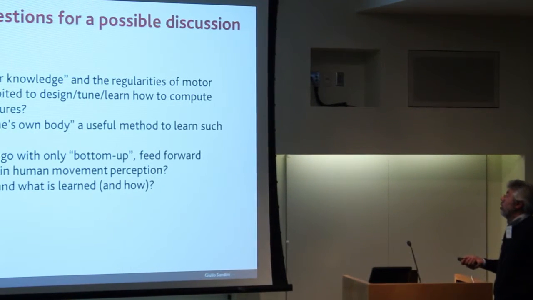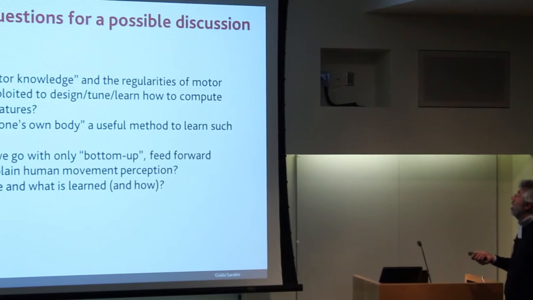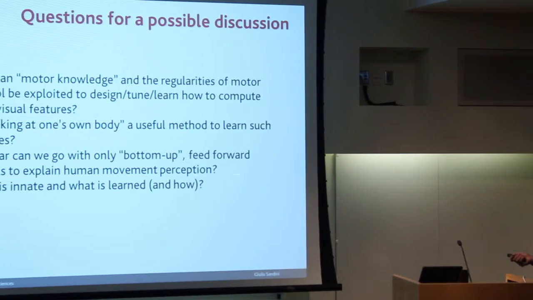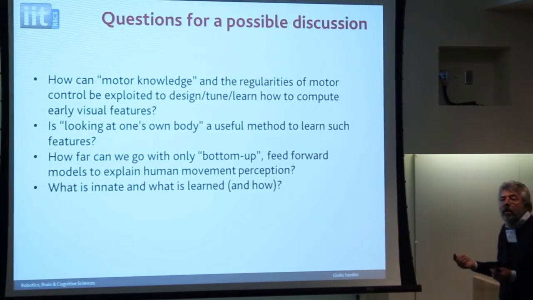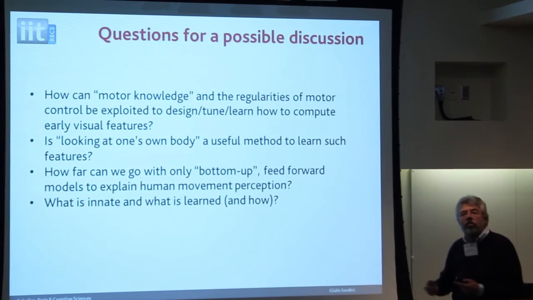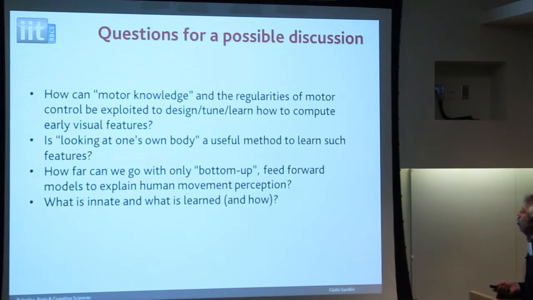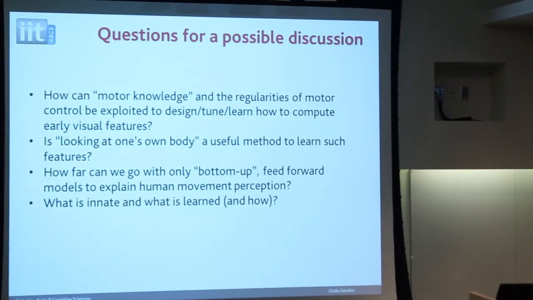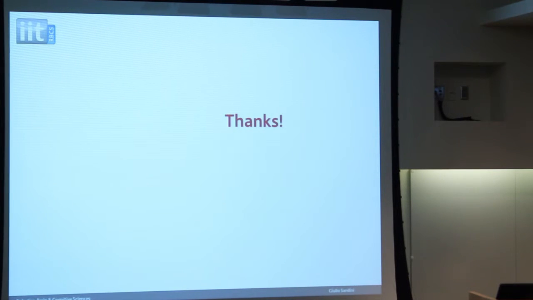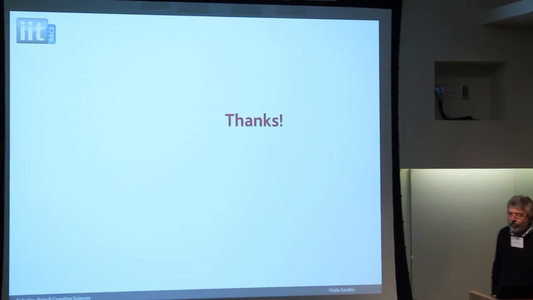The other question is how far can we go only with feed-forward models to exploit human movement perception? Maybe we need to take into consideration some feedback. I know that this is a topic that we discuss tomorrow. And again, what is innate, what is learned, and how is it learned. So this was my list of questions and my point related to early vision. Thanks.